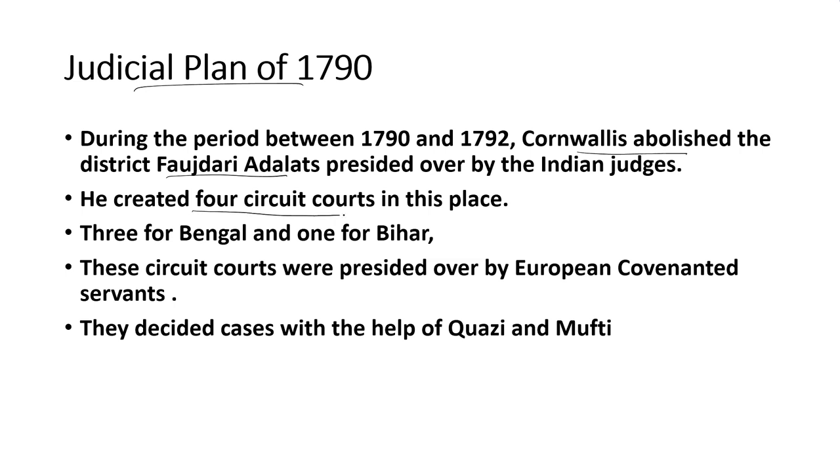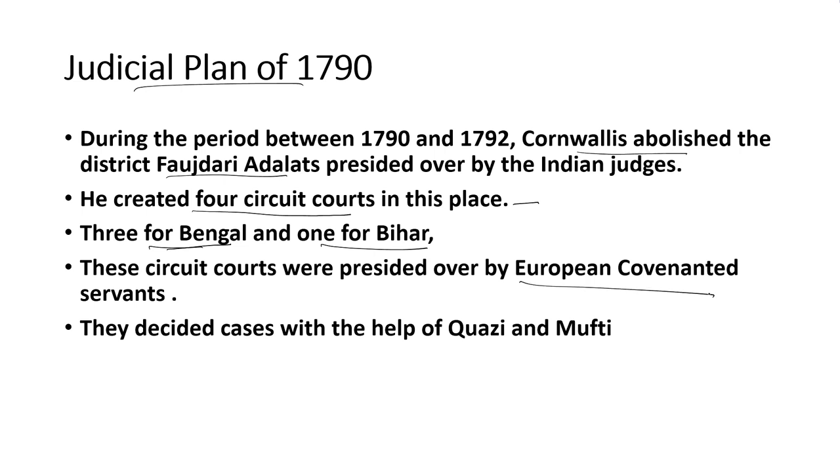In its place, he created four circuit courts for the administration of criminal justice, three for Bengal and one for Bihar. He abolished the district criminal court of Fauchidari Adalat, which had been in existence since the time of Warren Hastings. It was presided over by Indian judges and decided criminal cases at a district level. It was abolished and he created circuit courts, which used to visit the district two times in a year. Three circuit courts were created for Bengal and one for Bihar.